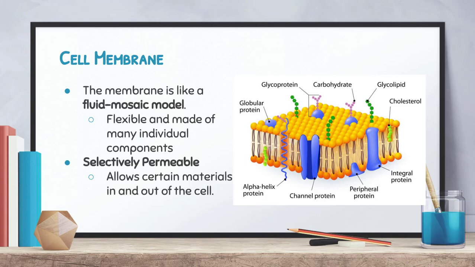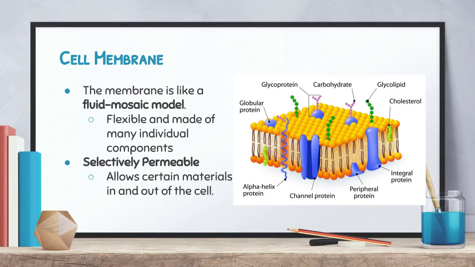While yes, most of the cell membrane is made up of phospholipids, there are lots of other materials in here. Now we won't talk about all of these in this level of biology, but you do need to understand that there are lots of different components in here. As you can see, there are lots of proteins and carbohydrates, and cholesterol plays an important role in the cell membrane.